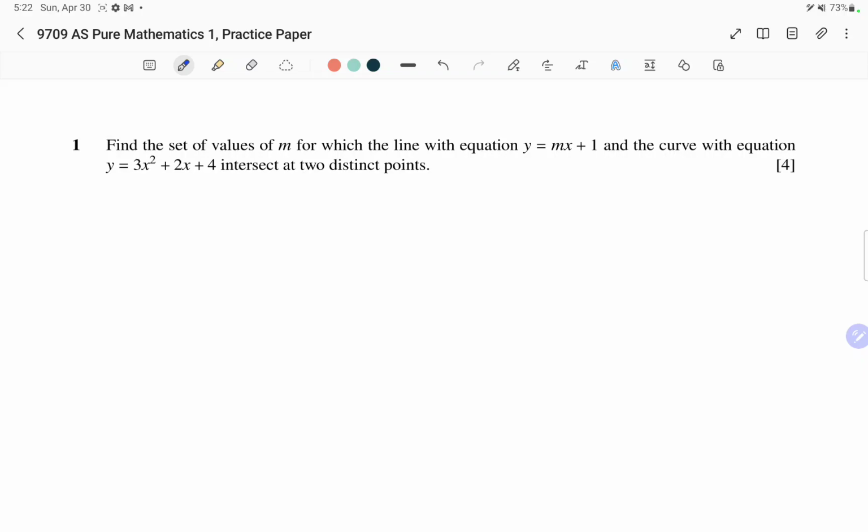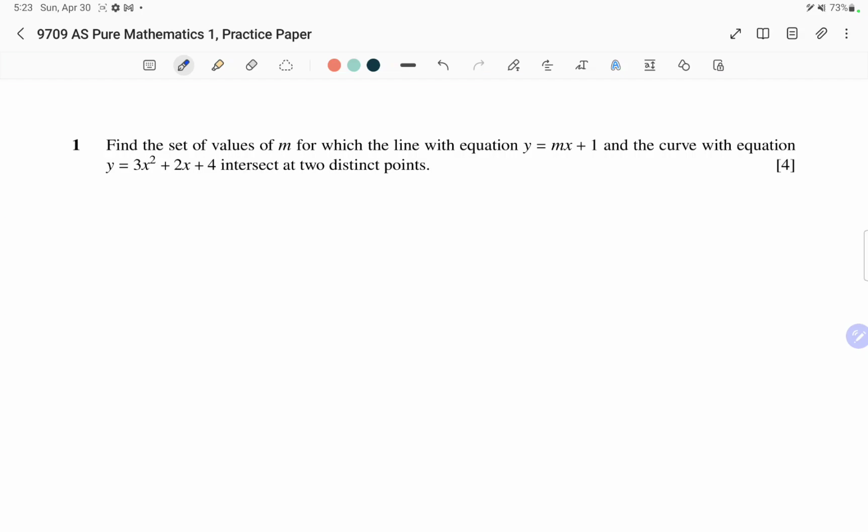Now we are going to solve one practice paper for 9709 AS Pure Mathematics 1. This is a good paper, and if you know how to solve all these questions, then believe me, you will be quite confident to solve questions in the exam paper. So let's get started with question number 1.